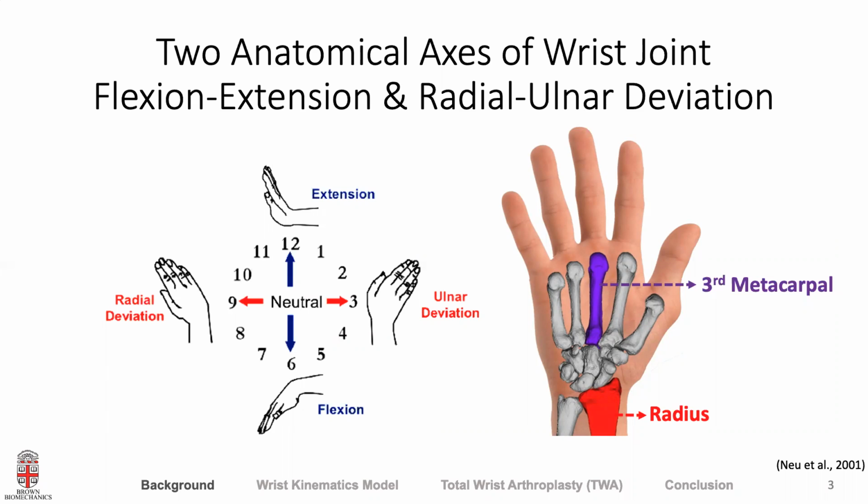We know that the wrist motion mainly takes place in 2 directions: flexion, extension, or up and down movement, which is in the sagittal plane of the wrist, and radial ulnar deviation, the side movement of the wrist. These are called the anatomical axes. And underneath the skin, there are 15 bones. Based on previous studies, the overall wrist motion can be described as the motion of one of these bones, shown in purple, the third metacarpal, relative to the radius, shown in red in the figure.